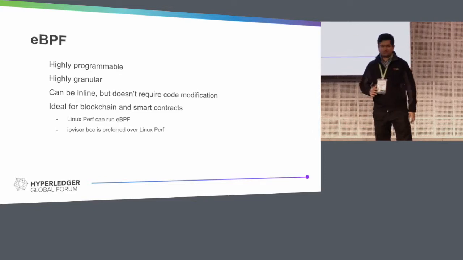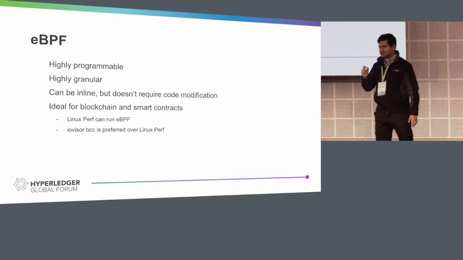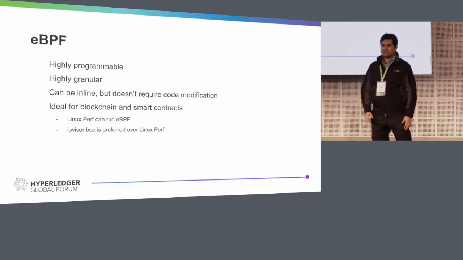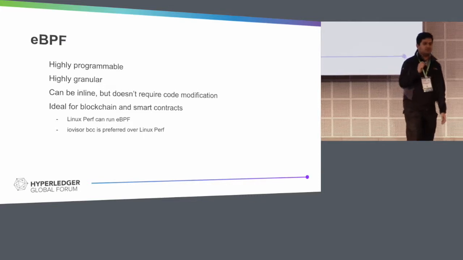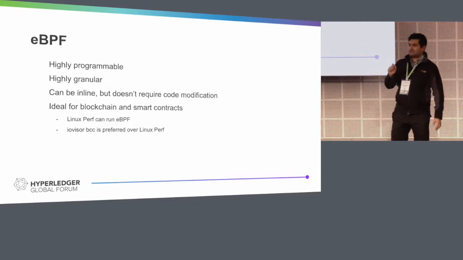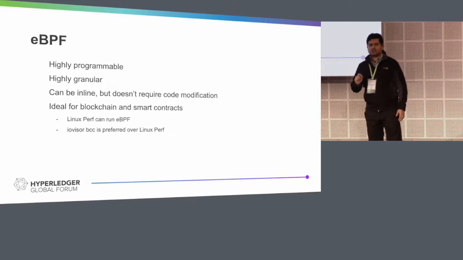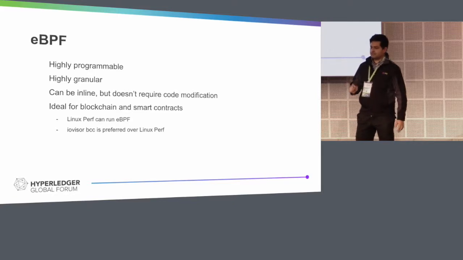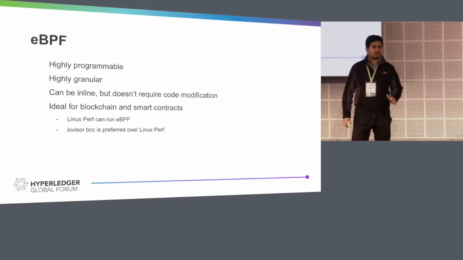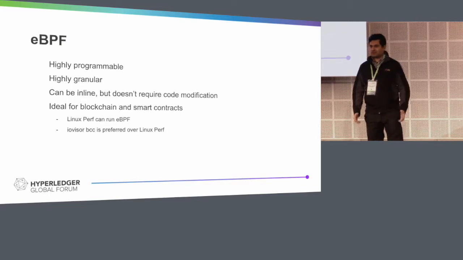It's highly granular because, as I'll show you in the demo next, it's extremely granular. It can be inline in the sense that it is almost always inline, and it does not require you to modify your code. That is the biggest draw of eBPF. Specifically, we are going to be looking at a functionality that was very recently introduced in eBPF called FBT, or function boundary tracing. Now, it's ideal for something like blockchain and smart contracts. Why? Because it's immutable, right? All these are immutable in the blockchain, and you can still go ahead and profile them in production systems.